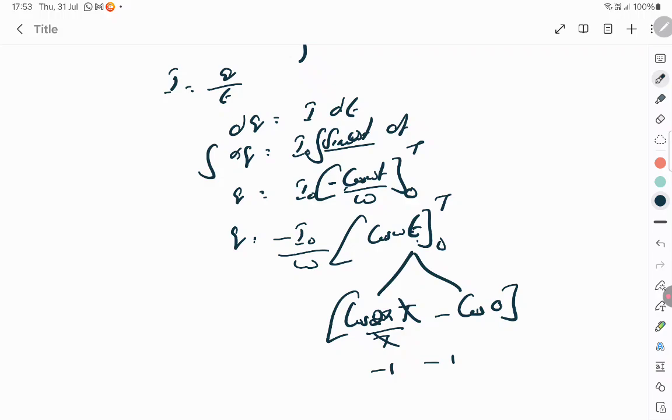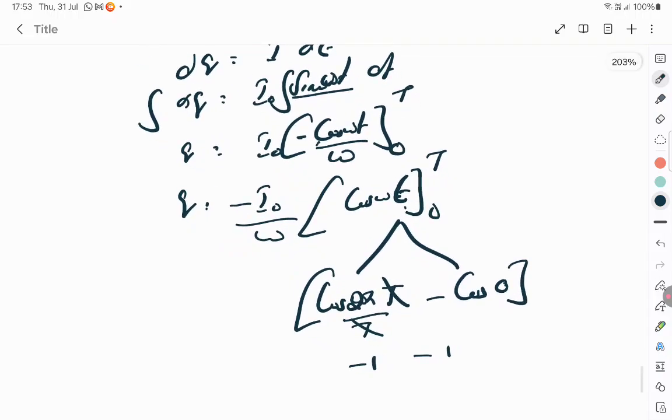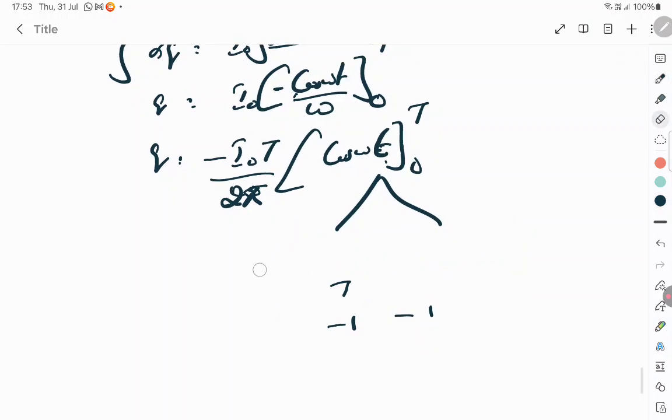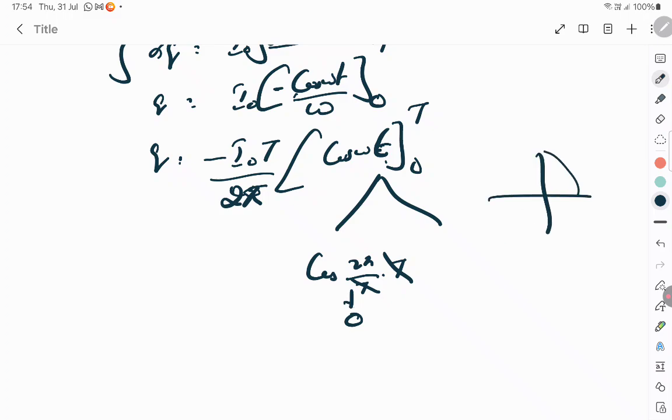You are not supposed to get minus 2. It has to get cancelled. Correct? So what is the mistake? This omega can be written as 2 pi by capital T. That's okay. But this cos omega t, okay, let me do it again. cos into 2 pi by capital T into capital T, and T gets cancelled. Cos 2 pi is here, not cos pi.